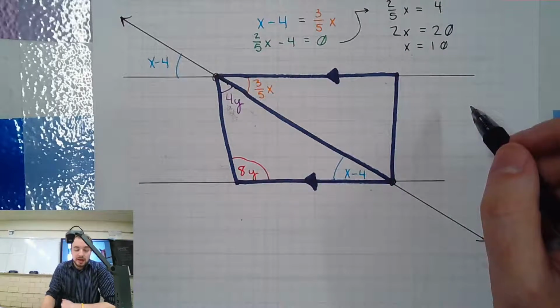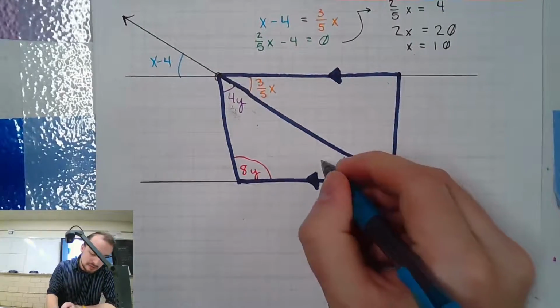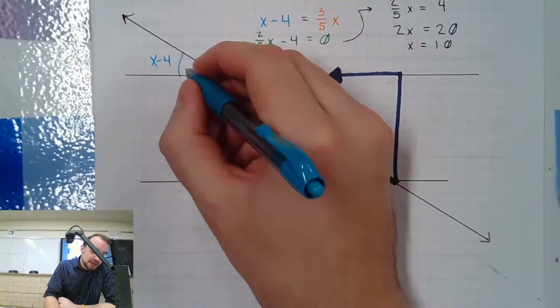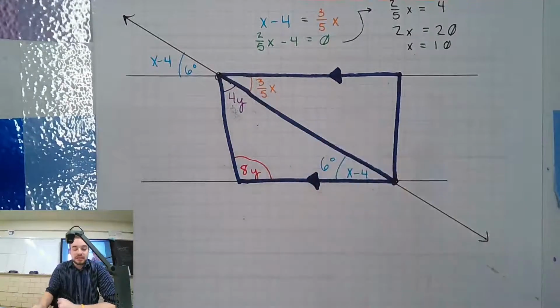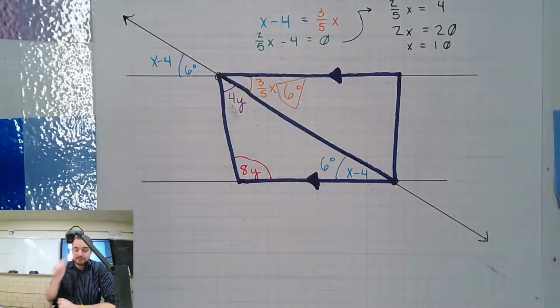So same thing. This angle right here is going to be 10 minus 4, which is 6. And this is going to be 6 as well. And we know by vertical angles these should be the same. So whatever 3/5 of 10 is better be 6. Guess what it is? That's also 6 degrees.